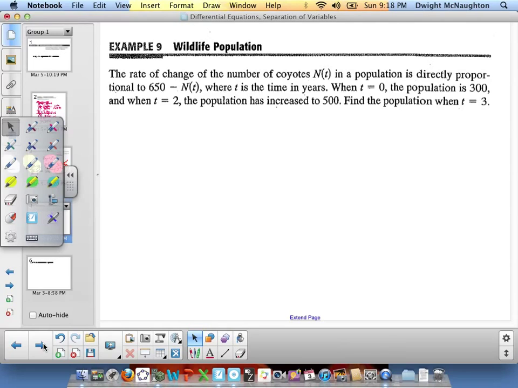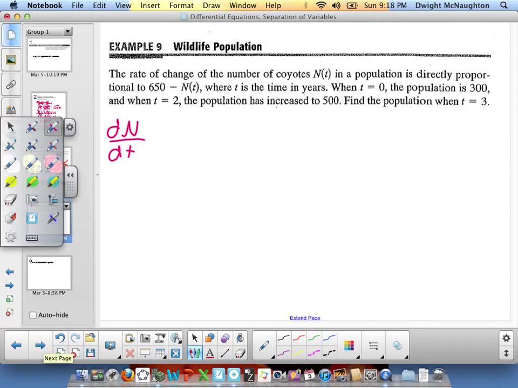All right, so let's take our differential, the rate of change of the number of coyotes with respect to time equals 650, or is proportional to, so that means we need a k, 650 minus the number of coyotes. I'm not going to use n of t. You guys know what that is.